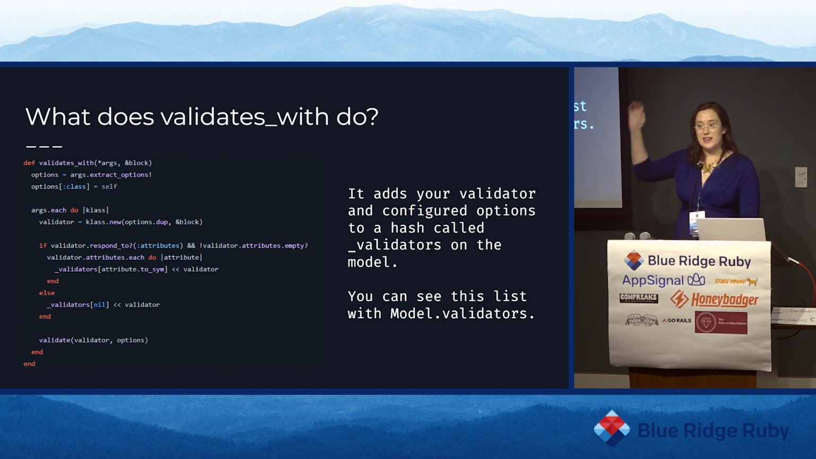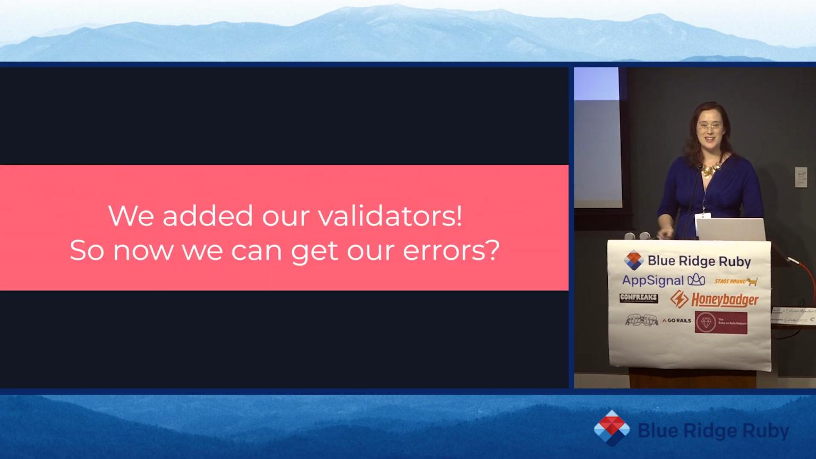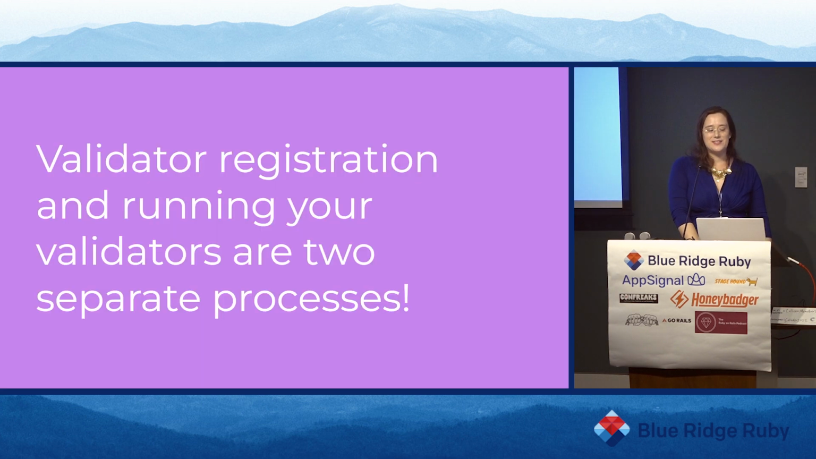Okay, so at this point, we have a model, and we have validators attached to it. We added our validators. So now we can get our errors, right? Wrong. In Rails, validator registration and running your validators are two separate processes.